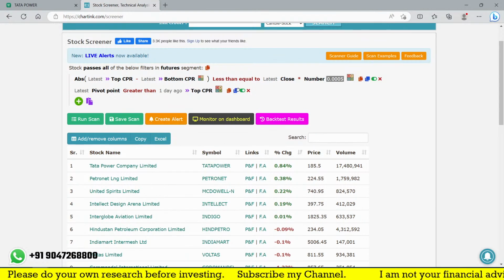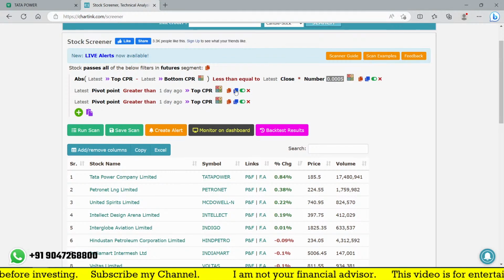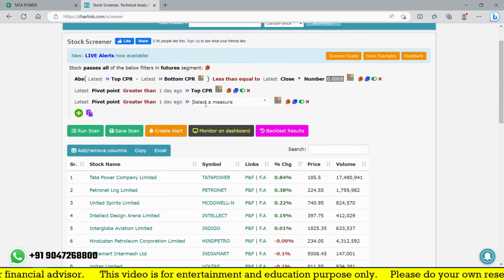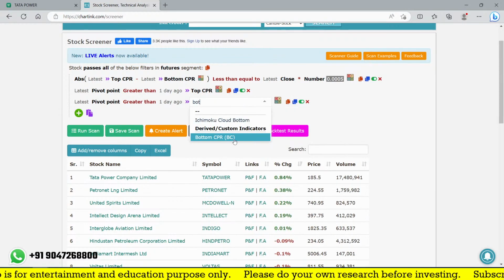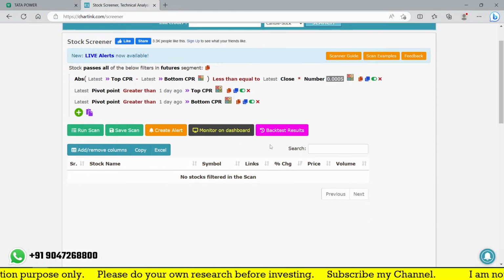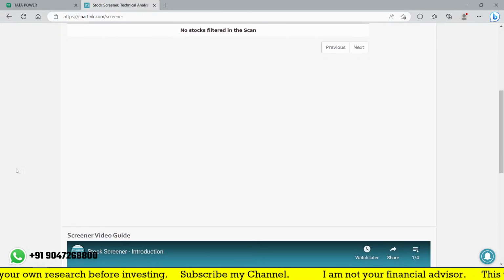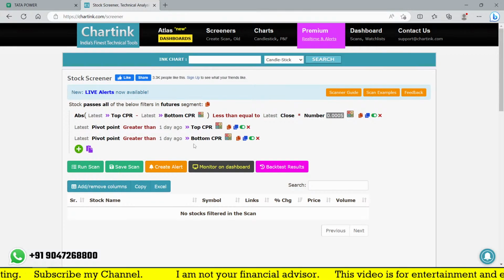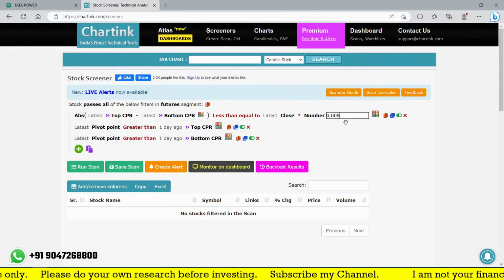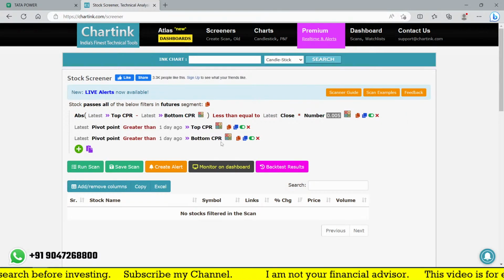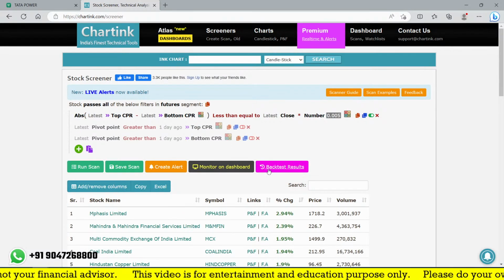One day ago, same conditions, we can copy here in the blue button. We go bottom CPR. In this scan, we don't get any stocks at this move. Sorry, they go bottom CPR. Even less, this number 0.005, will bring many more stocks. The one line is good enough to find out MPSs.